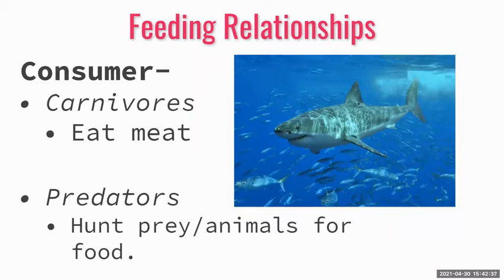So with the consumer, we have carnivores that eat meat. Carnivores are also predators because they are hunting prey or other animals for food. The predator of the predator-prey relationship is the hunter, the one that goes after other organisms.